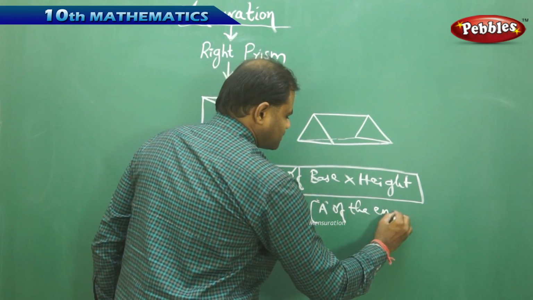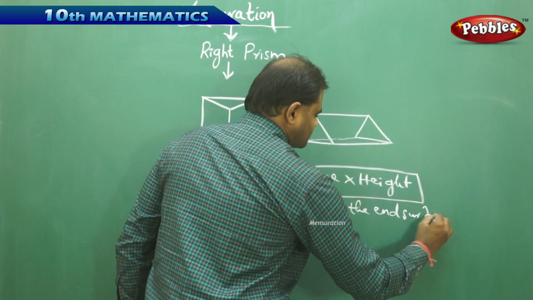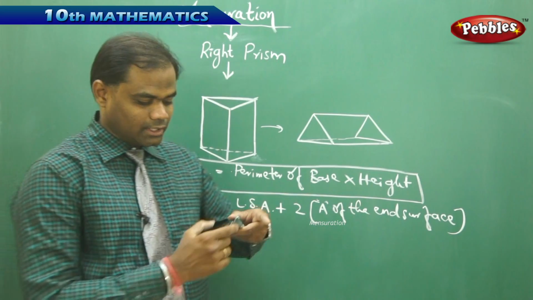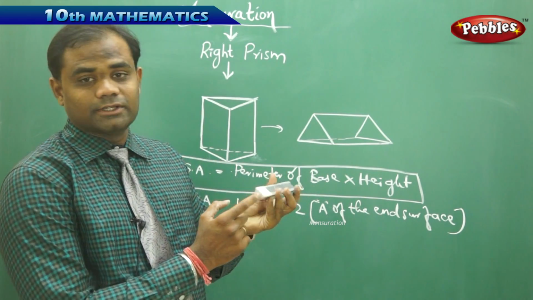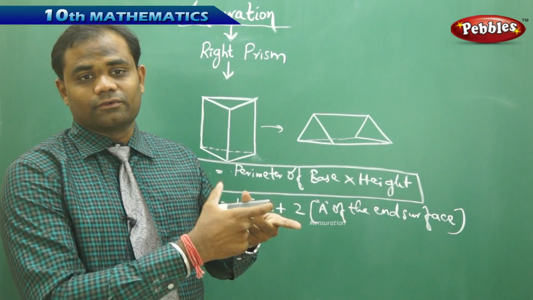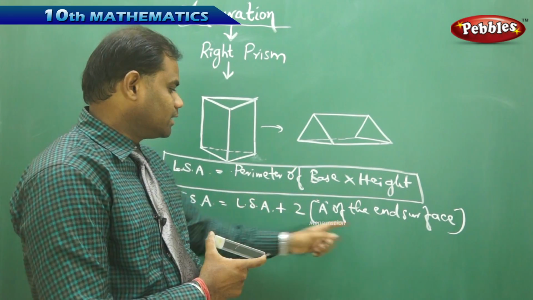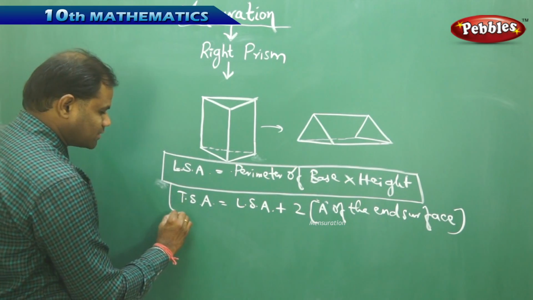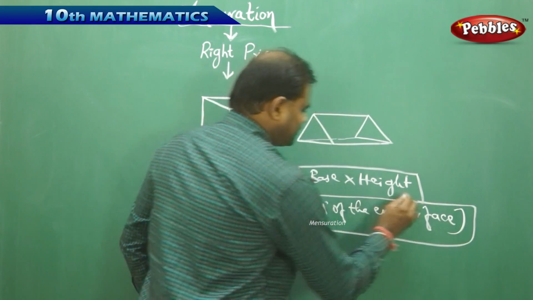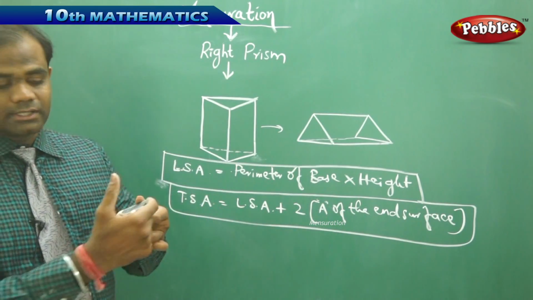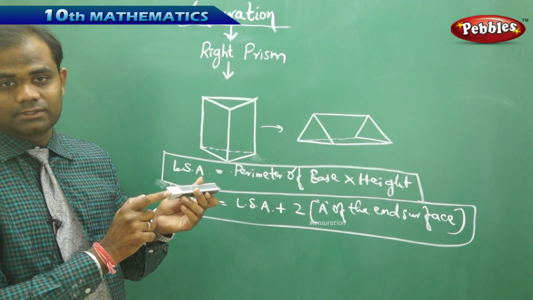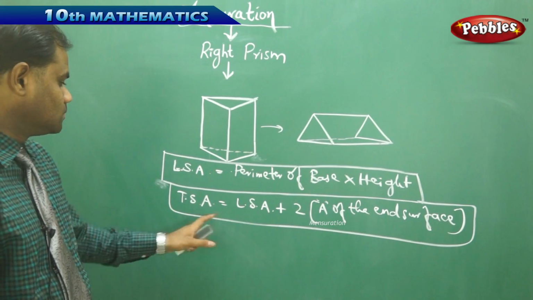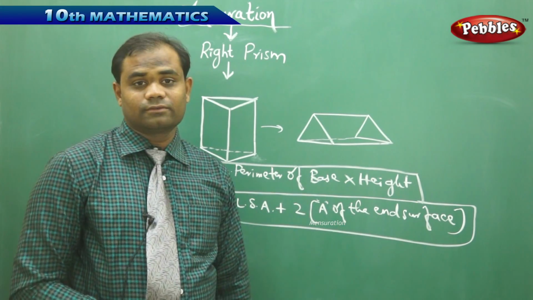the end surface. Now here I take twice because area of this end and area of this end are equal. Therefore, when I add, I get twice of one of the area of the end surface, which on the whole gives me total surface area is the lateral surface area plus area of this plus area of this. Totally makes the TSA of a prism. LSA plus twice area of the end surface.